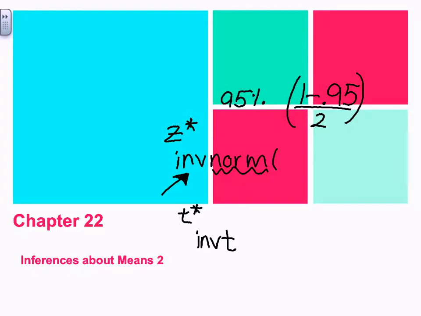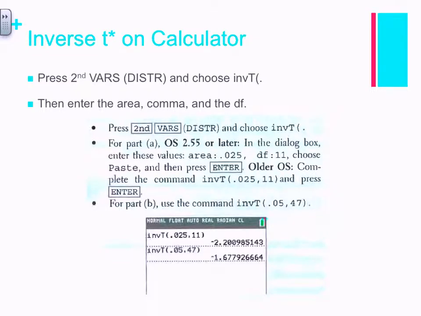So it's probably suggested that you have a calculator in front of you for this video, at least for the beginning part of the video, so you can see what I am talking about. You can pause right now to go get it. So under your DISTR button, which is where all your distributions are, if you go down to the fourth one, you will see that it says inverse T.